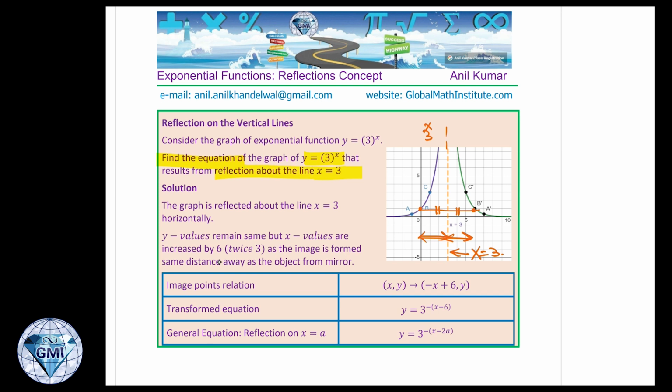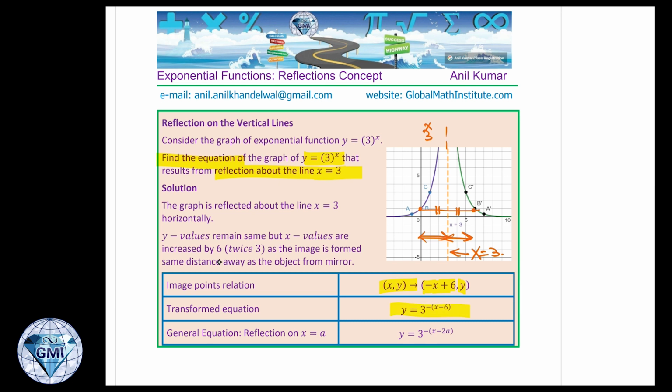Now clearly, as far as the points are concerned, we saw that x and y, the original points, will now get translated to minus x, since there is a reflection, plus 6, since it is twice away, 2 times 3, add 6, it goes 6 further, right? And the y value remains the same. So that becomes the coordinate of the new point, correct? So we got those points in the previous calculations. Now, what is going to be the equation?